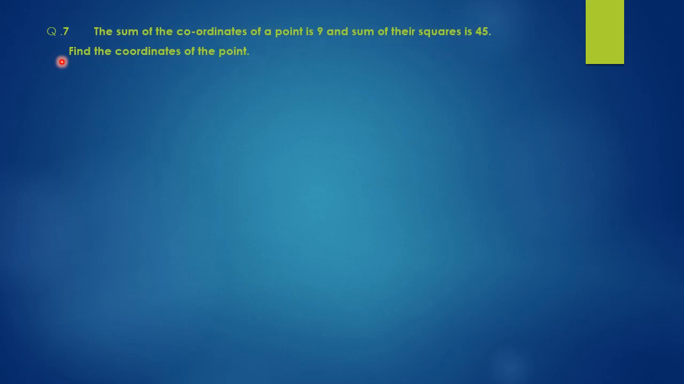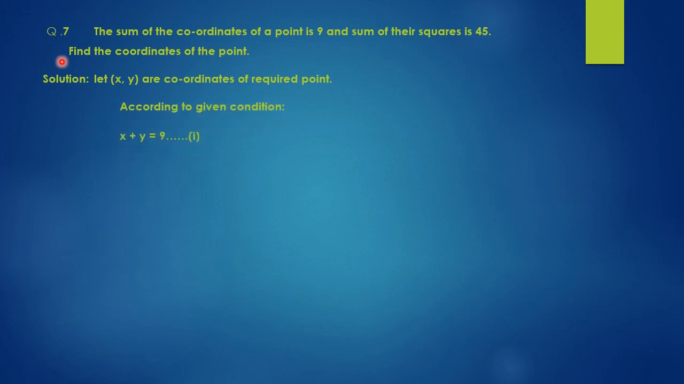Question number 7. The sum of the coordinates of the point is 9 and sum of their square is 45. Find the coordinates of the point. Solution: let x, y are coordinates of required point. According to given condition, x plus y is equal to 9, equation number 1, and second equation is this. Sum of their square is 45, means x square plus y square is equal to 45.